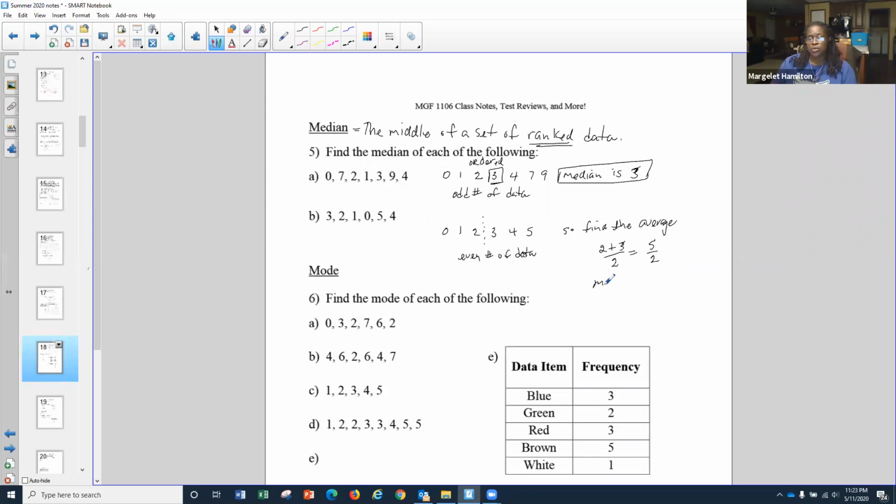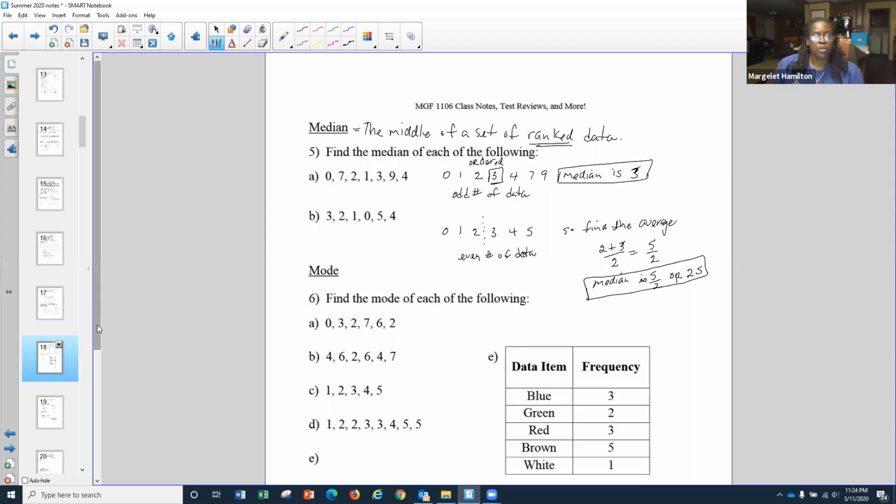So 5/2, or if you want to write it as a decimal, again, they may ask, then that would be 2.5. All right. So we found the median. All right. Now let's look at the mode.